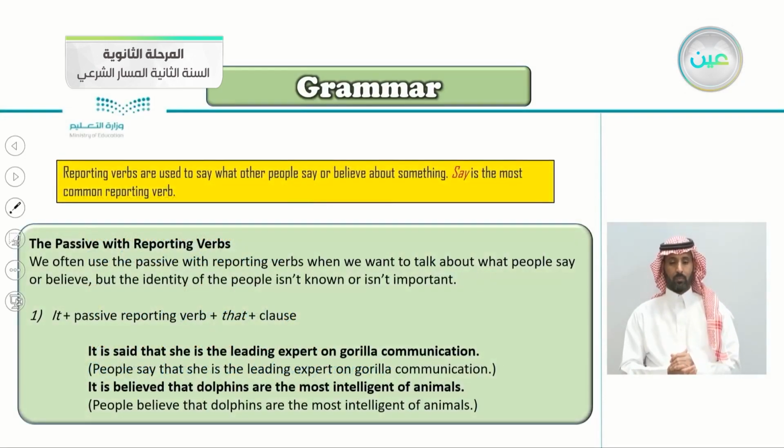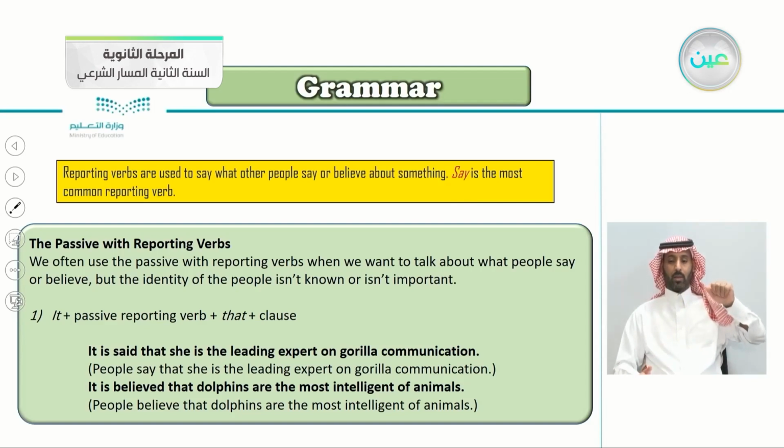Very good. So here we're talking about reporting verbs, the passive with reporting verbs. Reporting verbs are used to say what other people say or believe about something. What are reporting verbs used to do? To say what other people say or believe about something. The word say is the most common reporting verb. We have many reporting verbs, but the verb say is the most common one.